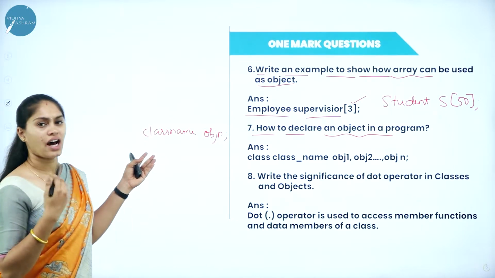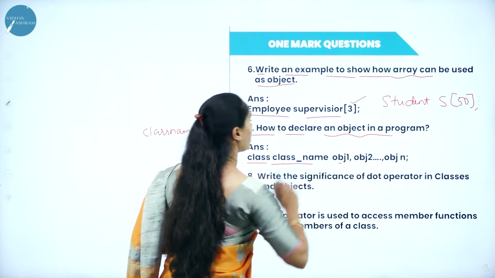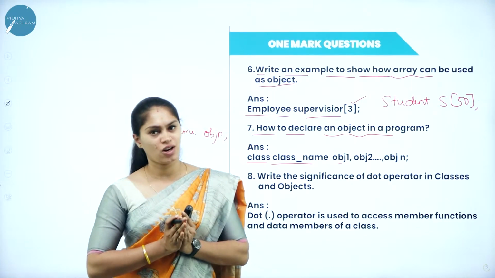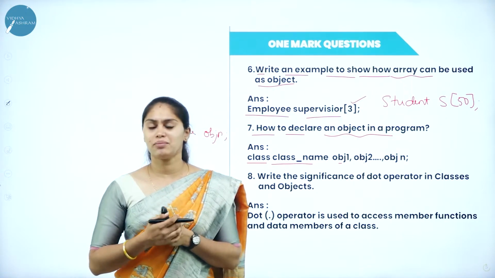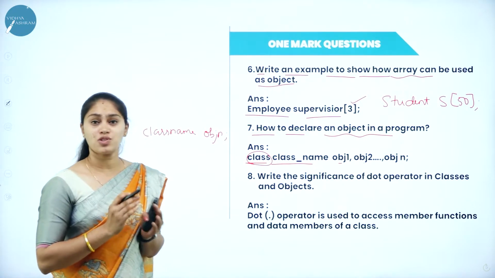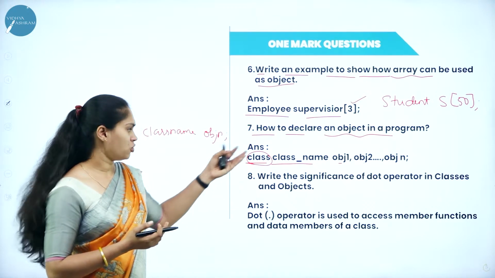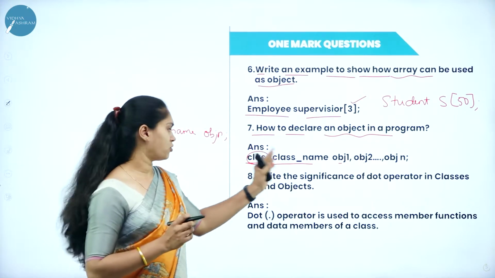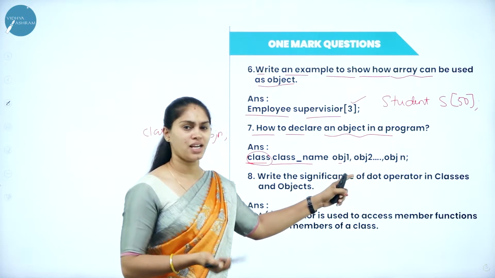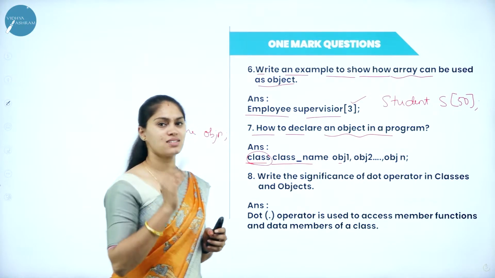Next question, how to declare an object in a program? As I told you, we write the class name, object 1, object 2, up to object n. Is there any restriction on the number of objects? Obviously, no. We can have any number of objects. Observe one thing: the class keyword is not mandatory, it is optional. If you want it, you can have it; if you don't, you don't need to put the class keyword before the class name. Each object should be separated by a comma. At last, don't forget to put the semicolon.